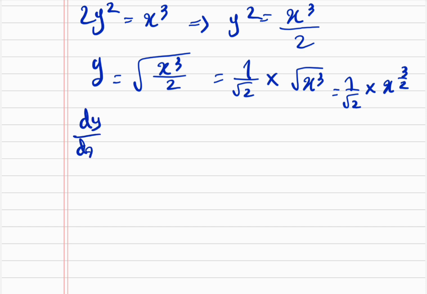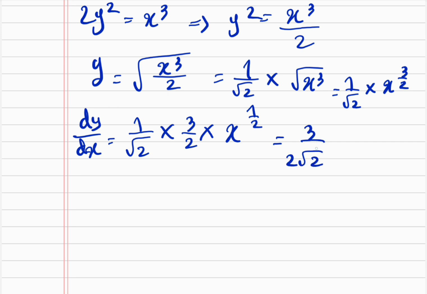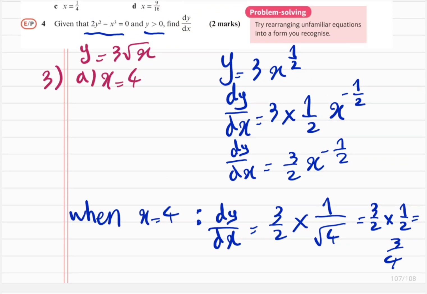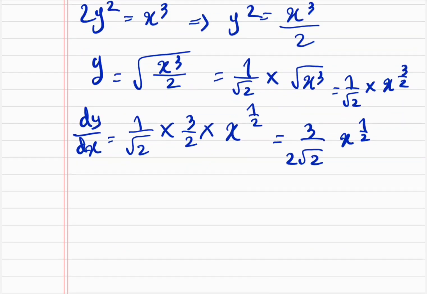Okay, now that we have this, we can differentiate. So dy by dx is equal to 1 over root 2 times, now the power comes down as a coefficient, so 3 over 2 times x to the power 3 over 2 minus 1, which is just a half. And yeah, so this is the derivative, and you can simplify this, but there are basically a few ways of simplifying it. I'm just going to leave it in this form, 3 over 2 root 2 times x to the power of a half. You can obviously rationalize the denominator, but I think the question didn't ask for any specific form. Yeah, you can just leave your answer in this form.